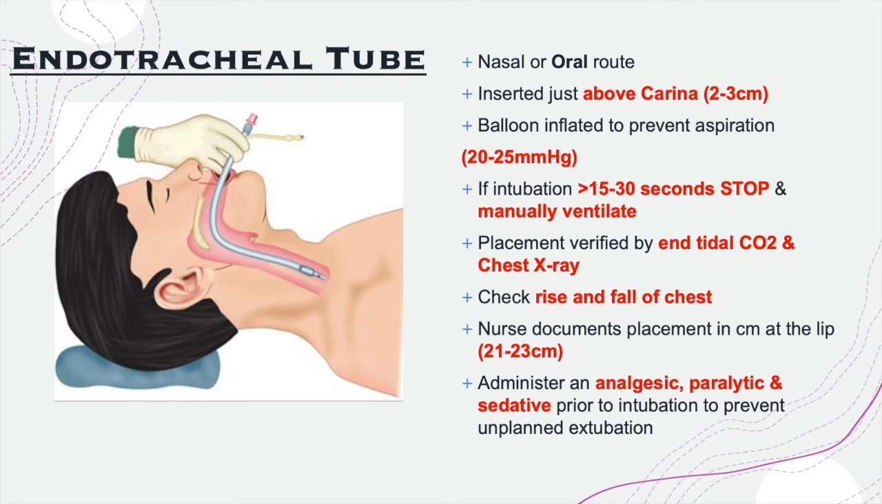So as for the nurse, you're going to document the placement of the tube in centimeters at the patient's lip, and it should be between 21 to 23 centimeters. Now, when intubating patients, it's going to be important to administer an analgesic for the pain, a sedative to relax them, and a paralytic so that they don't feel anything prior to the intubation, okay? This is going to prevent any unplanned extubation. The patient can wake up and feel very uncomfortable. Prophylactically giving these things prior to the intubation is going to prevent any unplanned extubation.